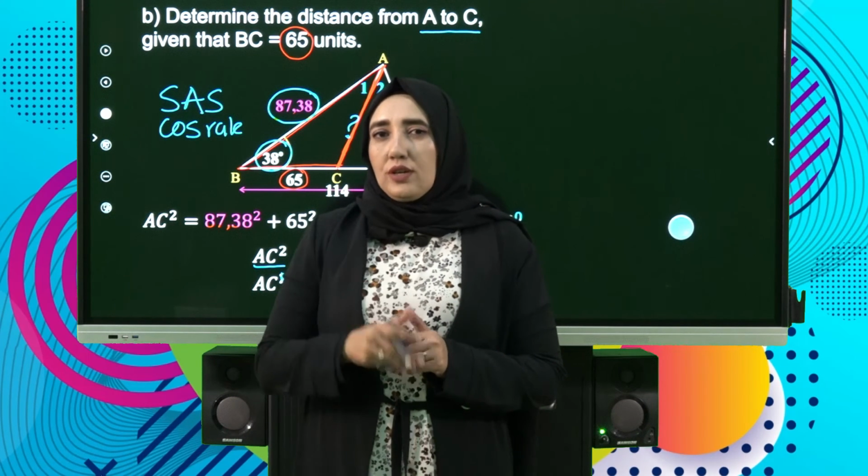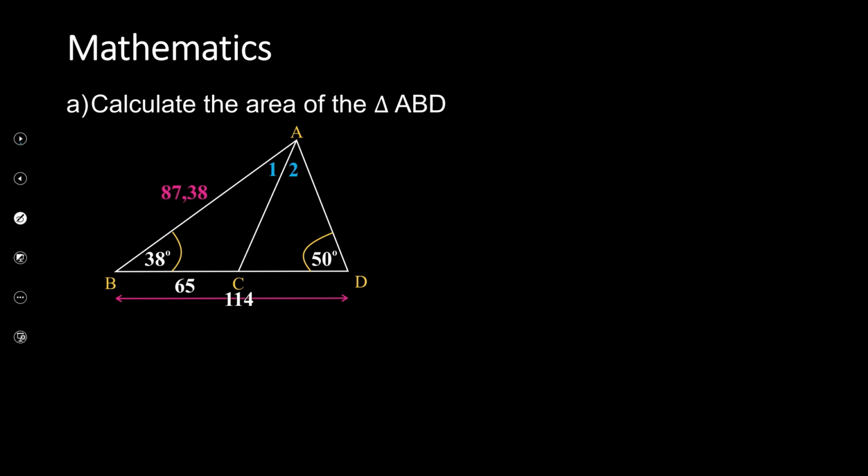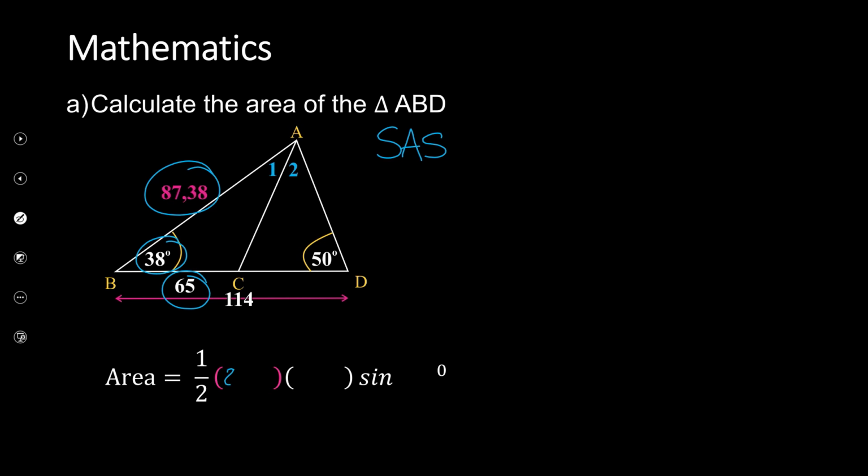Okay, let's just do one more example. Here they've asked us to calculate the area of ABD. So how are we going to calculate the area of ABD? What do we need to find the area? For area we need side, angle, side. So area will equal half times 87,38, our other side is 65, times sine of 38 degrees. We put that in the calculator and the calculator will give you the answer of 3066,40. Remember, we rounded off to 2 decimal places. So it's 3066,40 units squared.